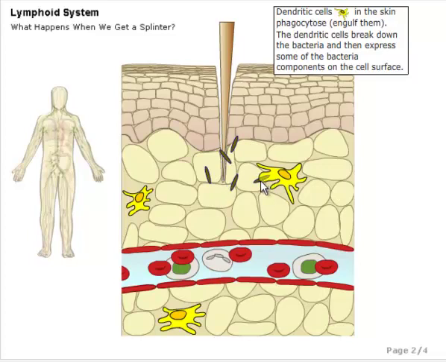They actually will phagocytize them, so they'll eat them essentially, and they start breaking down the bacteria along with some other proteins called major histocompatibility complex. They actually will start expressing some of the bacterial proteins on the surface of their own cell. So these can act as antigen presenting cells. An antigen is just any foreign substance that is going to cause an immune response or trigger the immune system to react when it enters into the body.